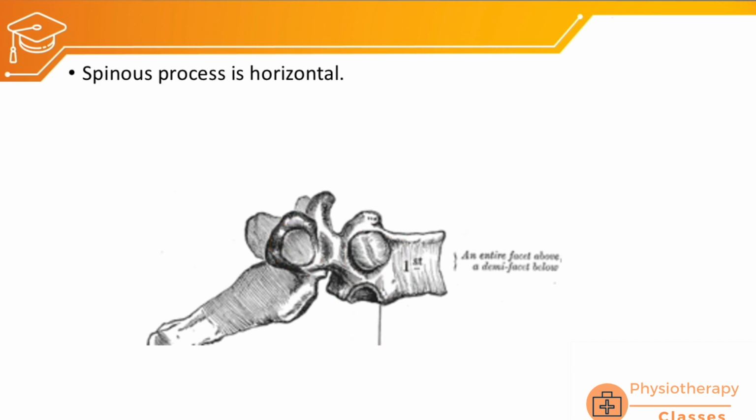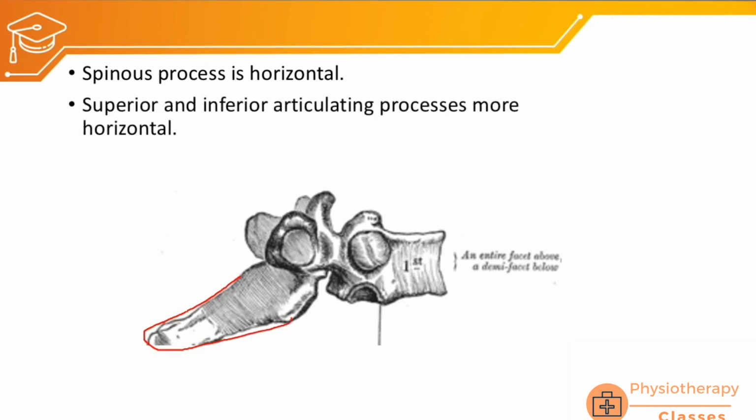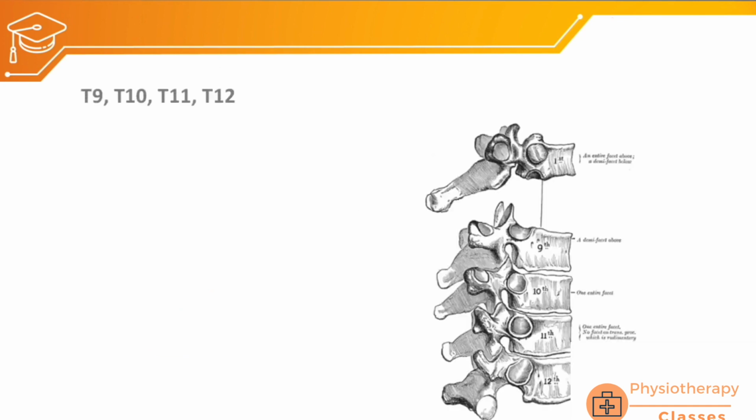The unique feature of T1 is also that the spinous process is slightly horizontal compared to the typical vertebrae. The superior and inferior articulating processes are also slightly horizontal. You can see this inferior articulating facet and superior articulating facets are slightly horizontal. Transverse processes are long and slightly thick. These are the unique features of the T1 vertebra. Now coming to T9, T10, T11 and T12.